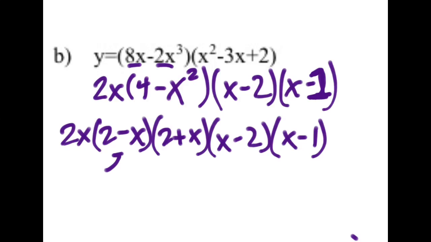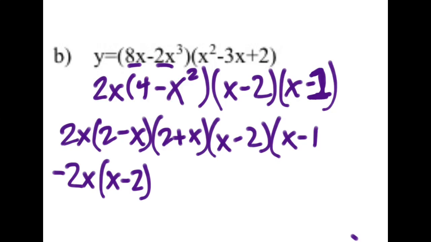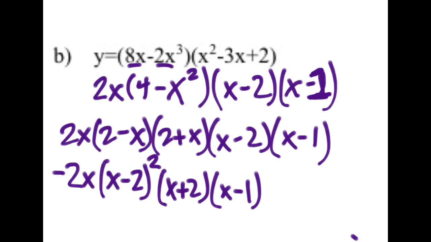I want to rewrite this factor because I don't like that the x is negative. So I am going to pull a negative out and change the sign there. And now you can see that that is actually the factor x minus 2, which, if you'll notice, I have another x minus 2 factor over here. So I can just square that. And then I have x plus 2, and finally x minus 1.